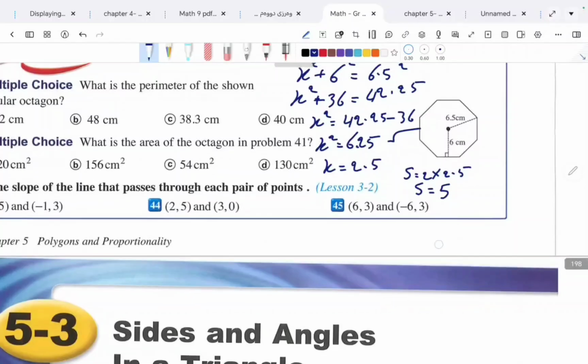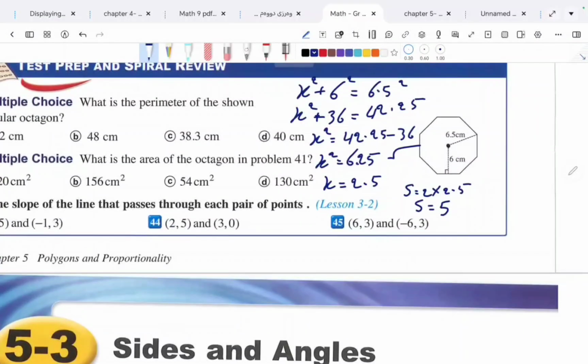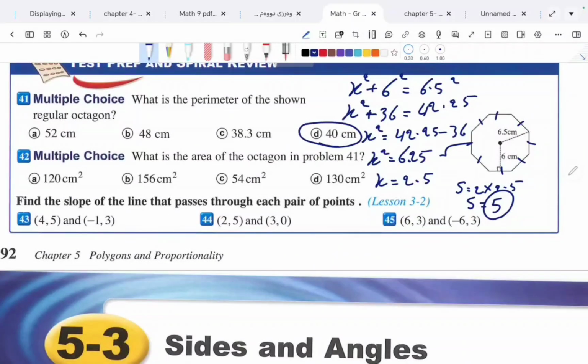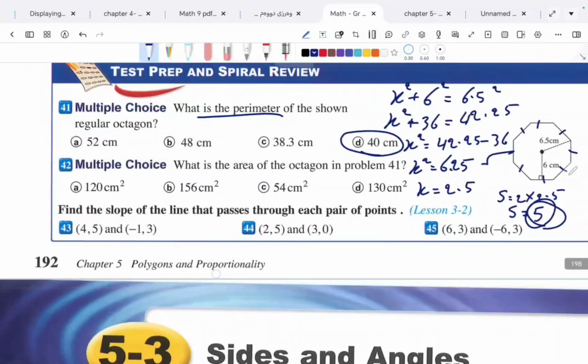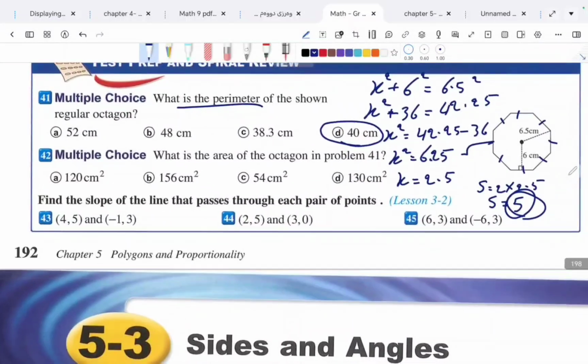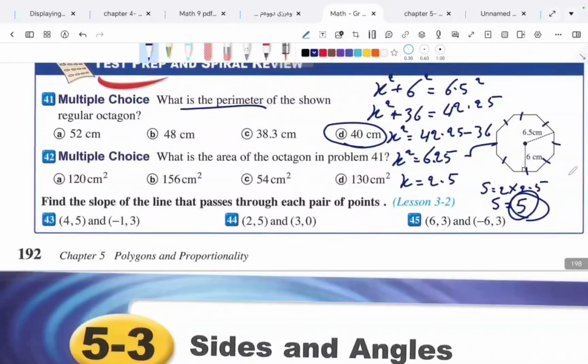Now, you have n: 1, 2, 3, 4, 5, 6, 7, 8. 8 times 5 equals what? Equals 40, because they ask for perimeter. We find s by using the Pythagorean theorem. Then we have n, which equals 8, multiply them.